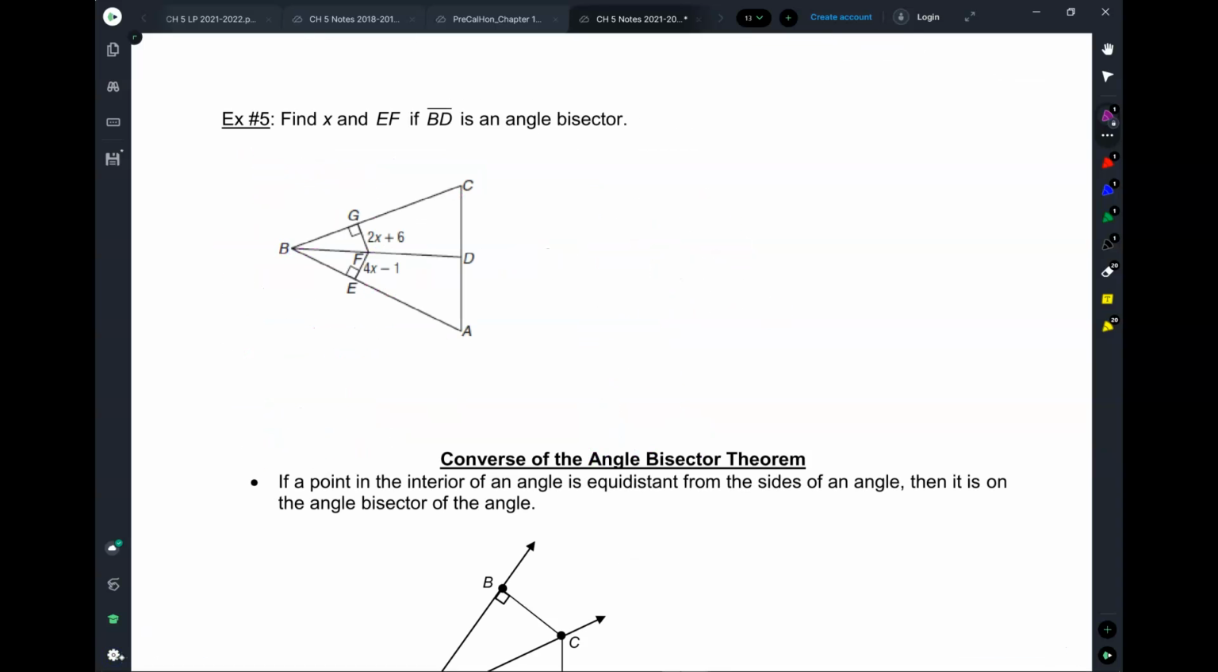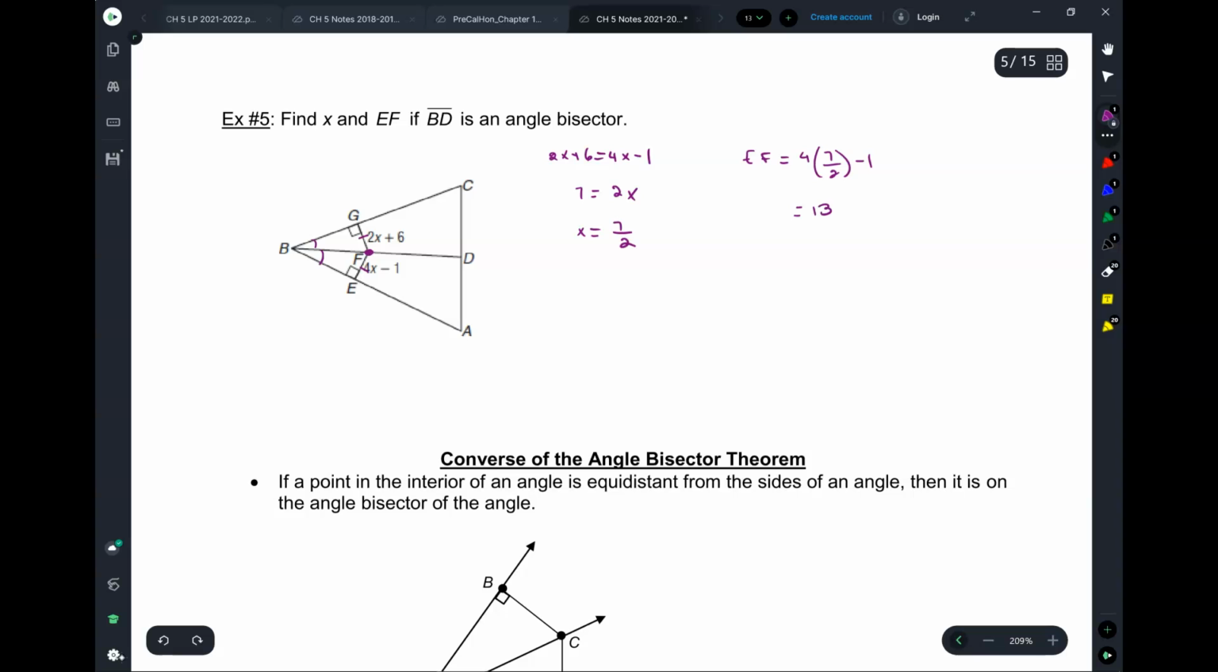If BD is an angle bisector, right? We need X and EF. Okay, so ED is an angle bisector. These two are congruent. And any point on the angle bisector is the same distance to one side as it is to the other side. So those two little segments are congruent to each other. So 2x plus 6 is equal to 4x minus 1. 7 equals 2x. X is 7 over 2. So EF is 4 times 7 over 2 minus 1. And that is 13. Okay. All right.